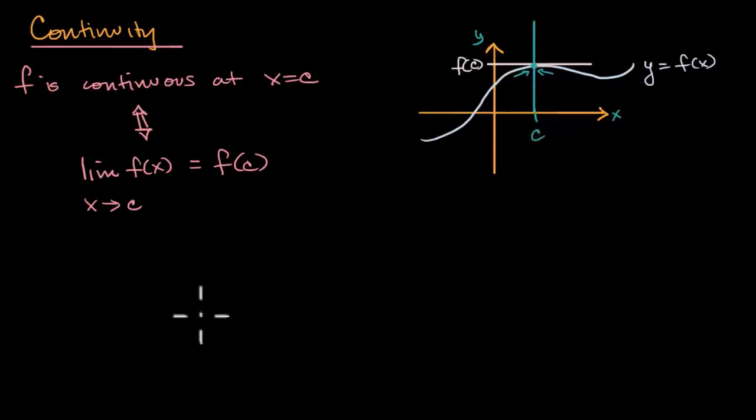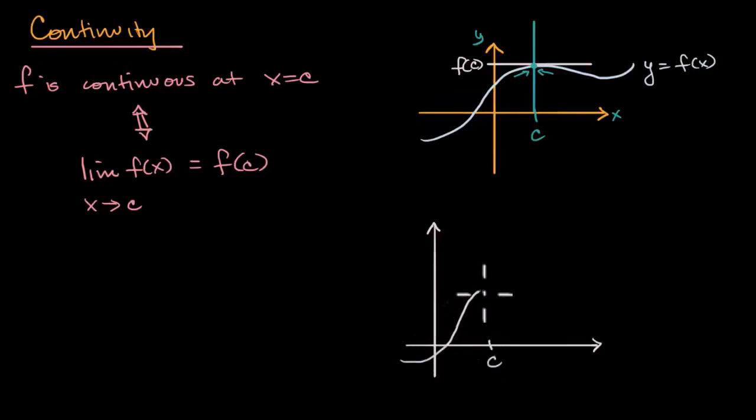So let's look at a scenario where we have what's often called a point discontinuity, although you don't have to know, at this point, no pun intended, the formal terminology for it. So let's say we have a function, this is c, and let's say our function looks something like this. So we go like this, and at c, let's say it's equal to that. So f of c is right over here. f of c would be that value.